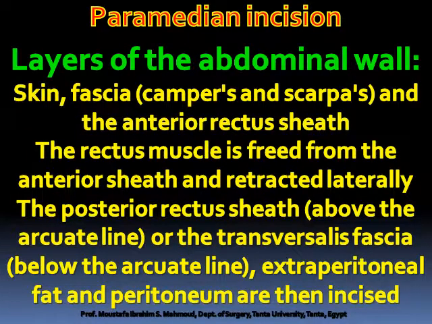The layers of the abdominal wall during the paramedian incision start with the skin, followed by the fascia, Camper's and Scarpa's fascia, and the anterior rectus sheath. The rectus muscle is freed from the anterior sheath and retracted laterally. Then the posterior rectus sheath, in the upper part, or the transversalis fascia below that level, extraperitoneal fat and peritoneum are incised.